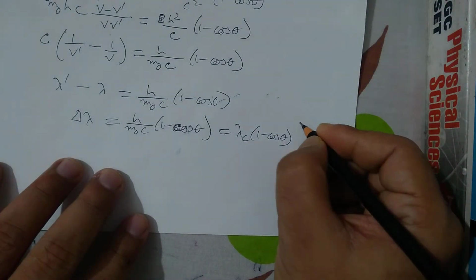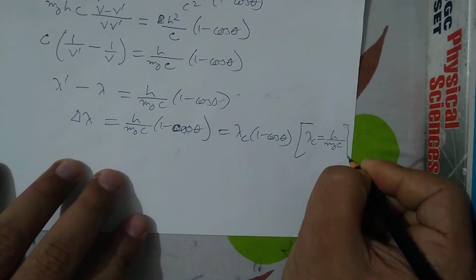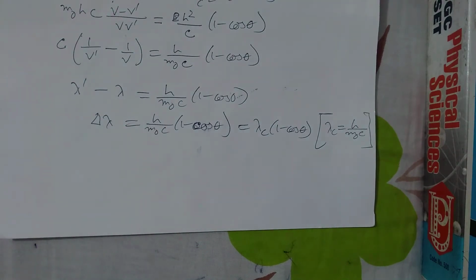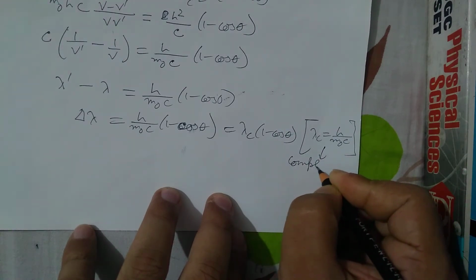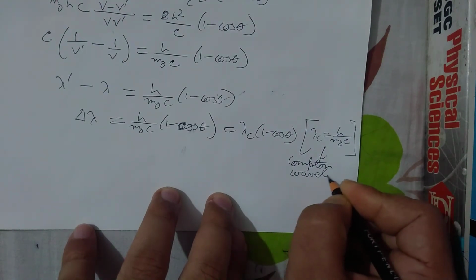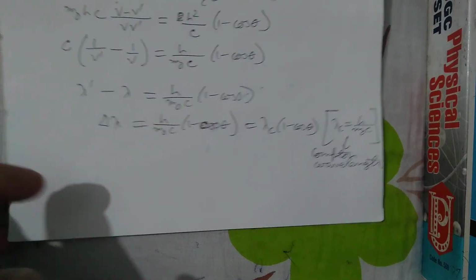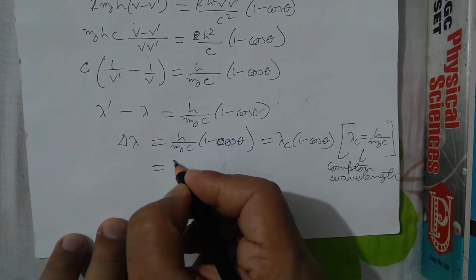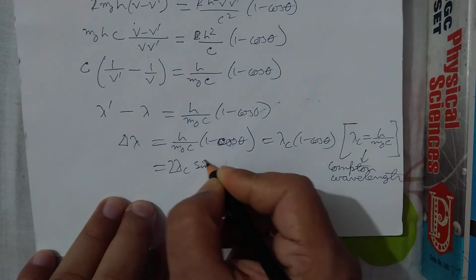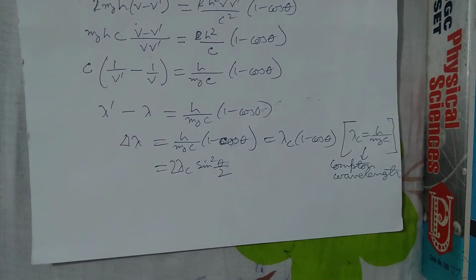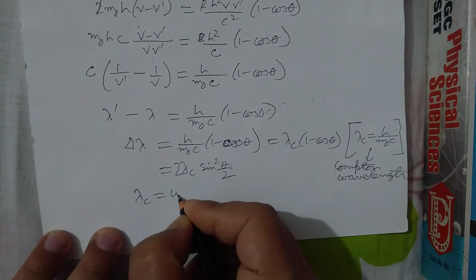Where lambda c is equal to h by m naught c, and lambda c is called the Compton wavelength, which is a universal constant. So delta lambda is equal to lambda c into 1 minus cos theta. If you expand it, it is 2 sine square theta by 2, and this lambda c is a universal constant.